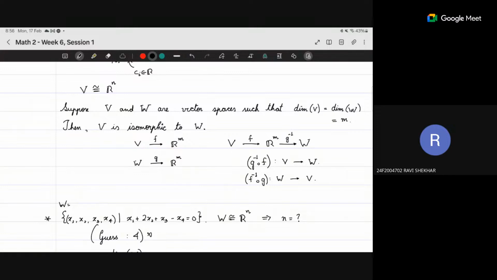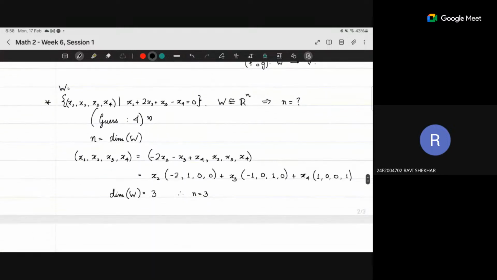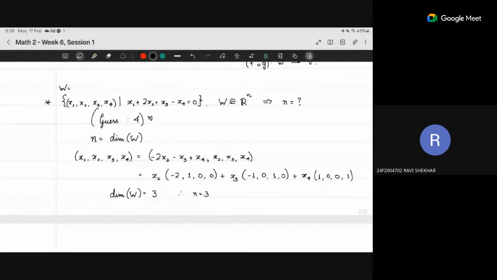So in the question, I give you a vector space W, and I say that it is isomorphic to Rn, and I'm asking you what n is. That n has to be the dimension of W, and the dimension of W is actually 3. It is not the whole space R4. There is one dimension reduced because of the equation that is used to define the space W.